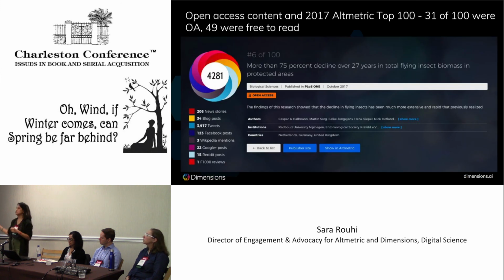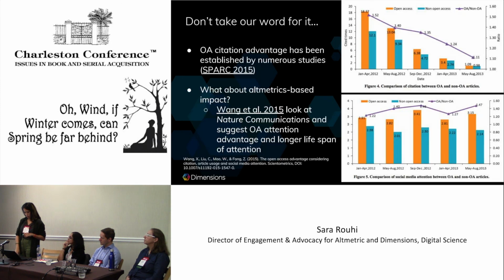Looking at our top 100, Altmetric produces a list every year called the top 100 of the 100 highest scoring articles from the last November to the current November. So our new one is coming out. Last year, 31 of the 100 were open, and of the top 10, 3 were open. But there's a lot of research on this, as Rachel mentioned. I'll leave it at that.